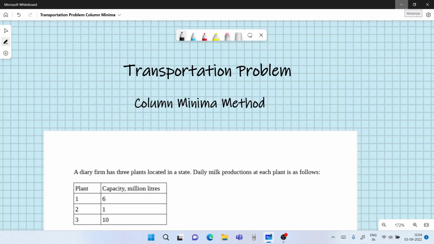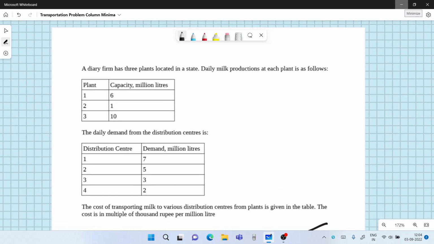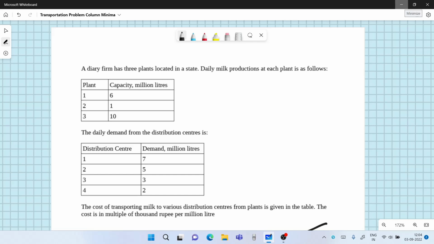Today we'll be looking into a transportation problem, and we will solve it using the column minima method. Such methods are best understood by taking up an example. So let's go ahead and take the example. The example is on your screen now.